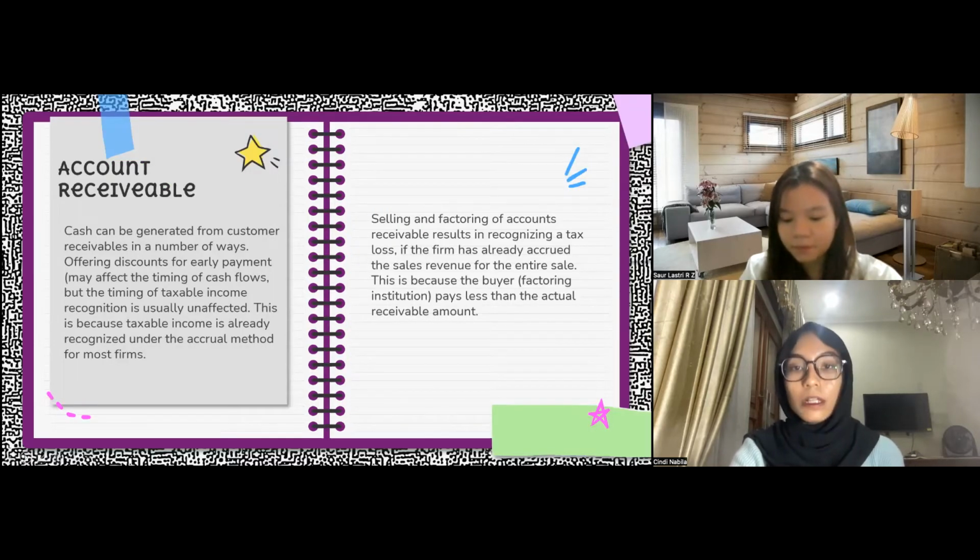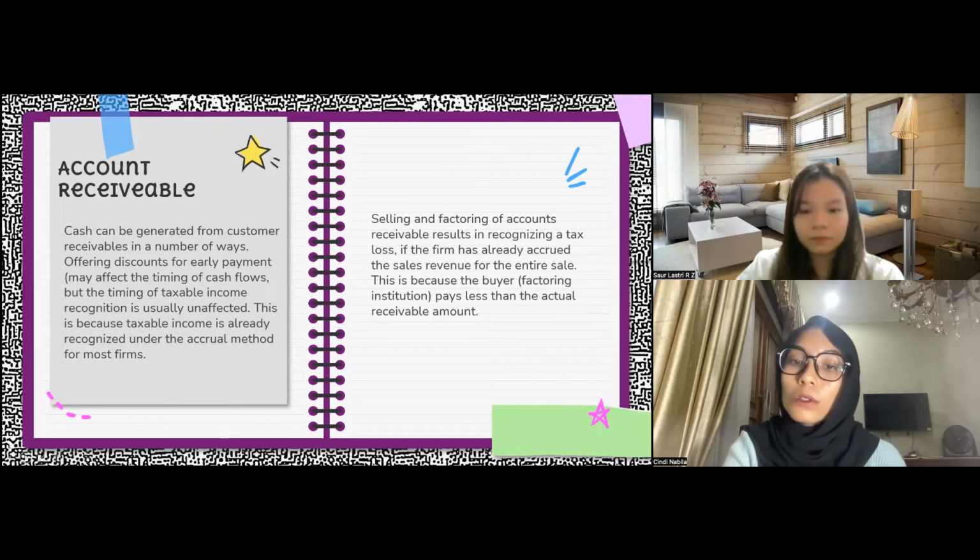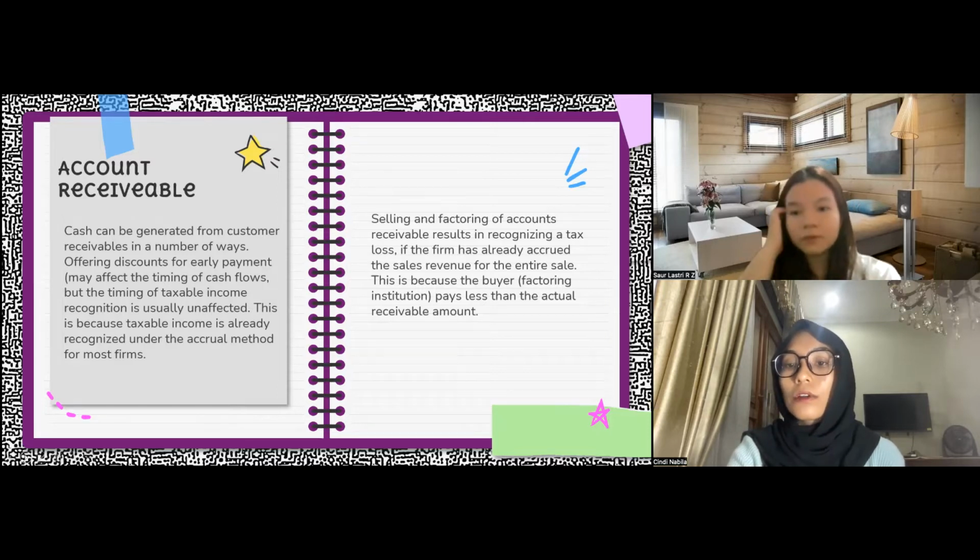Next, we have accounts receivable. Cash can be generated from customer receivables in a number of ways. Offering a discount for early payment may affect the timing of cash flow, but the timing of taxable income recognition is usually unaffected. This is because taxable income is already recognized under the accrual method of most firms. Selling and factoring of accounts receivable result in recognizing a tax loss if the firm has already accrued the sales revenue for the entire sale. This happens because the buyer, in this case the factoring institution, pays less than the actual receivable amount.